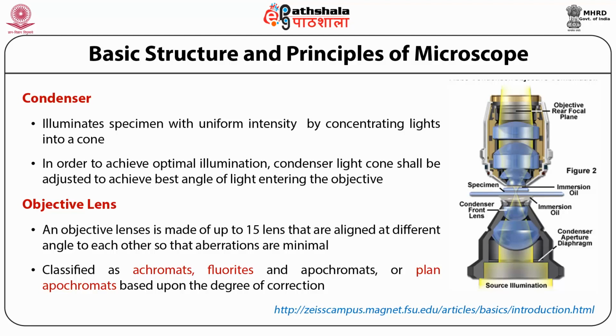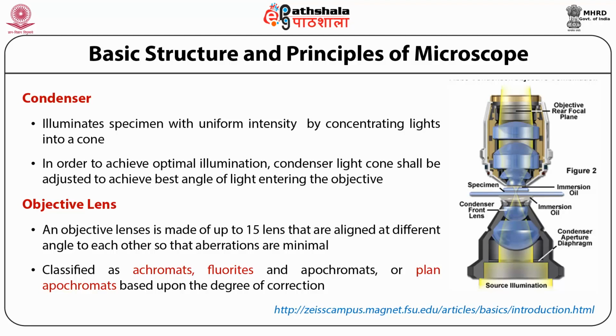Similarly, the objective lens is the one which can be a combination of various lenses. As I mentioned in my very first slide, a compound microscope uses a combination of two or more lenses, and here is an example of it. Nowadays objective lenses are a combination of up to 15 lenses which are arranged in different ways so that there is minimal chromatic aberration, as well as the maximum light is being taken from the sample and used for image projection.